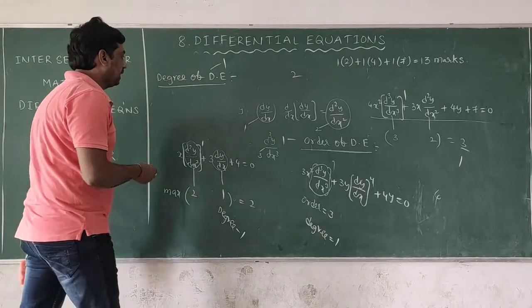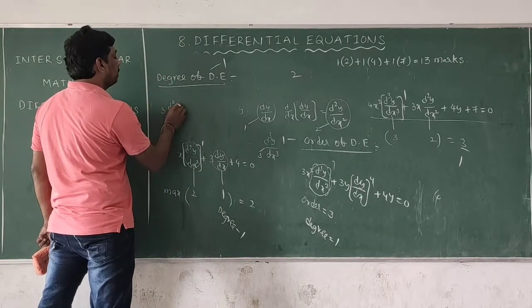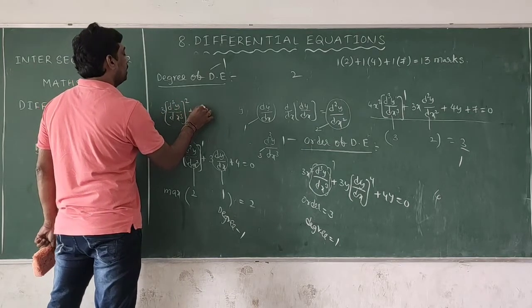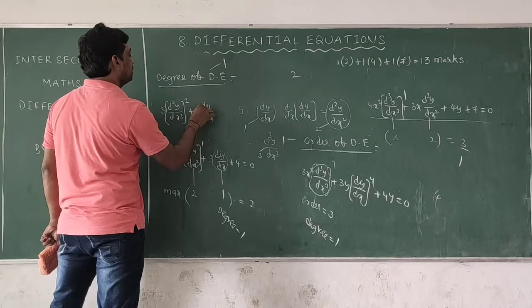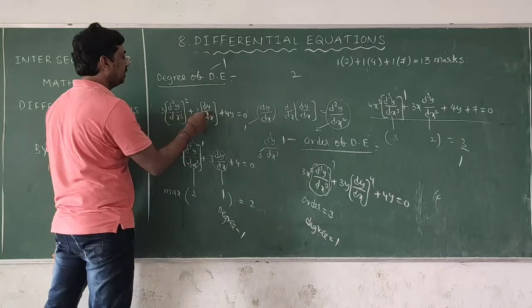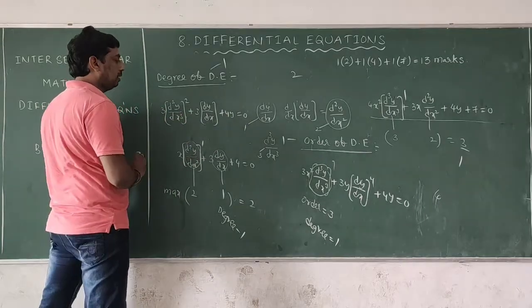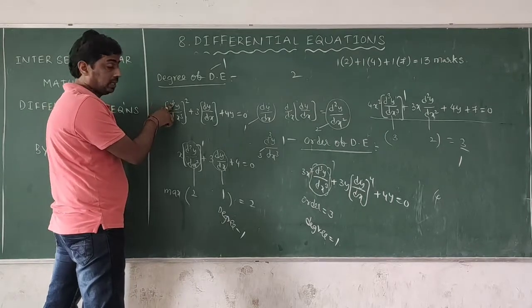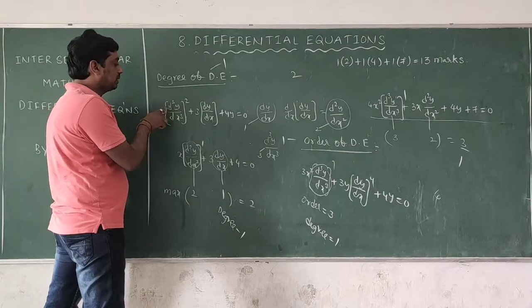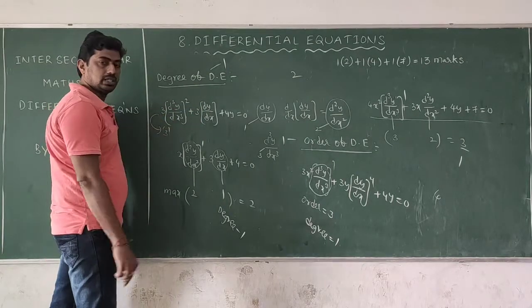I will give another example also. 3 into d cube y by dx cube whole square plus 3 into dy by dx plus 4y equal to 0. This is one differential equation. Here what is the order? Very good, 3. Because the maximum order derivative is this one only. This is order 1. That's the maximum, order 3. That's why the order of this differential equation is 3.